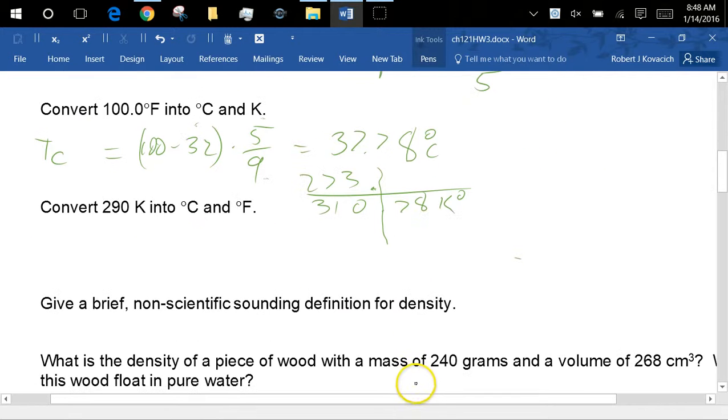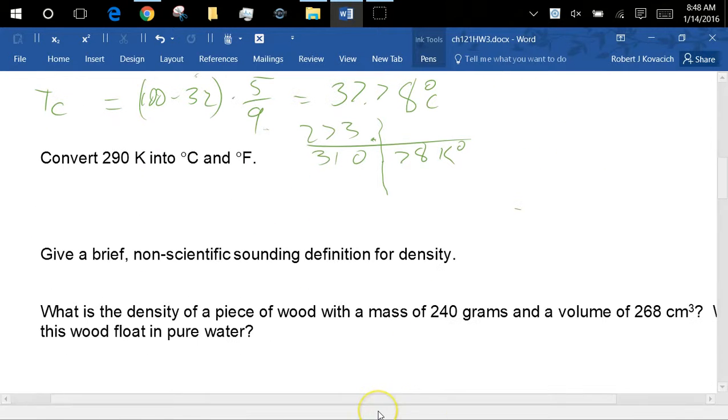All right, I want to convert 290K into Celsius, so subtract off 273, I get 17 degrees Celsius. So if I've got 17 degrees Celsius, what temp Fahrenheit should I expect?